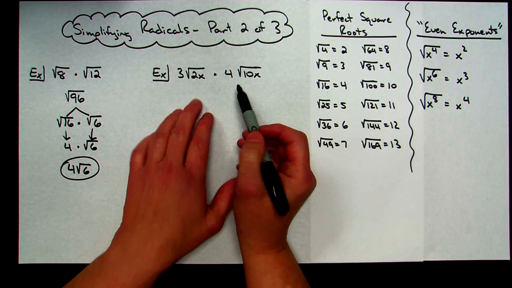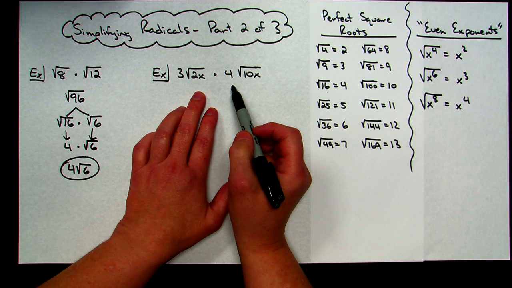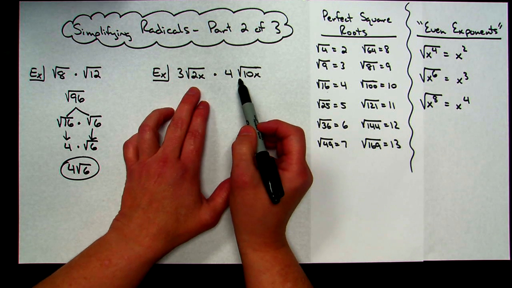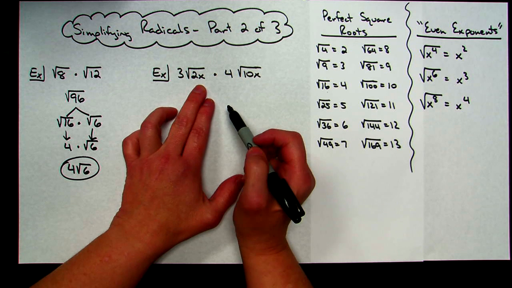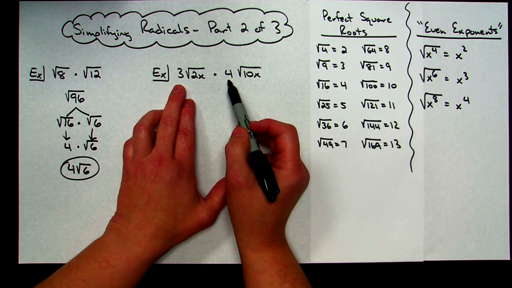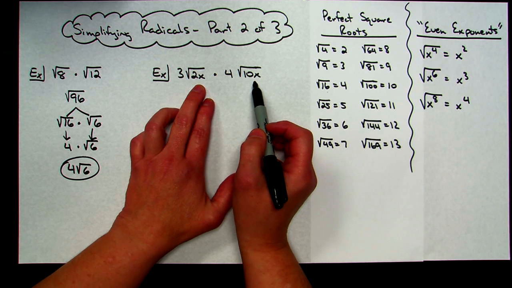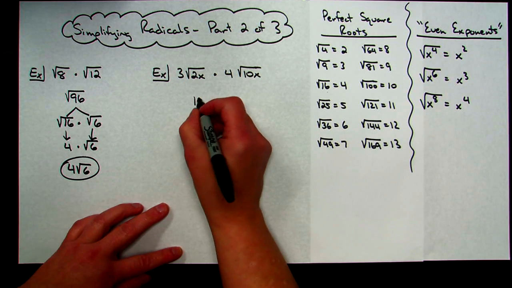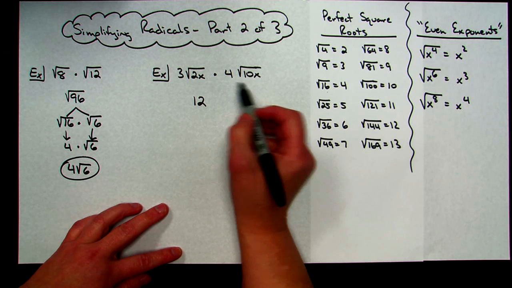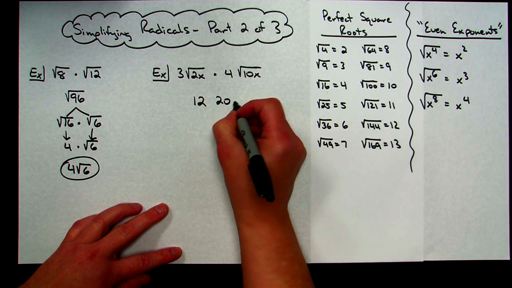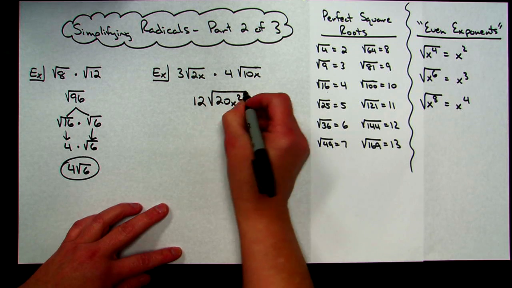Okay, now I've got another example here showing some multiplication. This time there's some coefficients out here outside that radical, and then you've got stuff underneath the radical. When you multiply, you may multiply the coefficients together. You may also multiply what's underneath the radicals. So that 3 times 4 is going to give me a 12. And then 2x times 10x is going to give me a 20x squared underneath my radical.